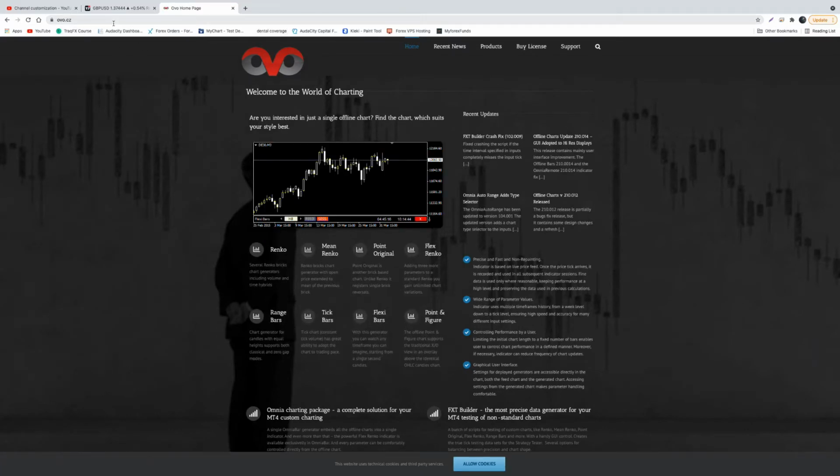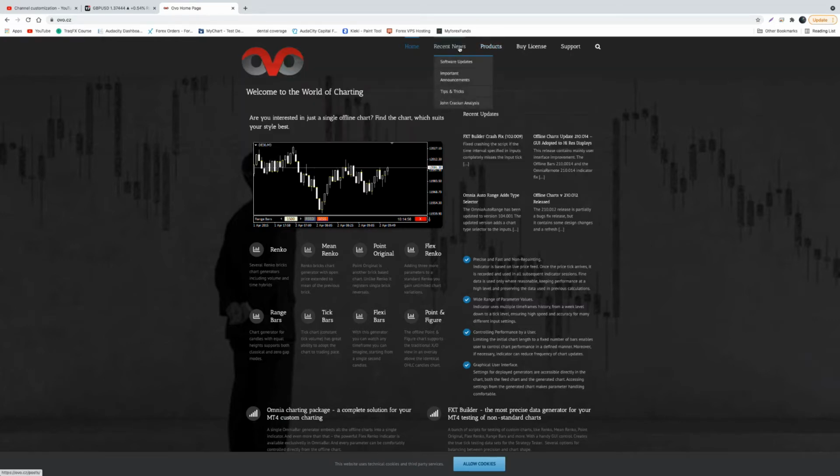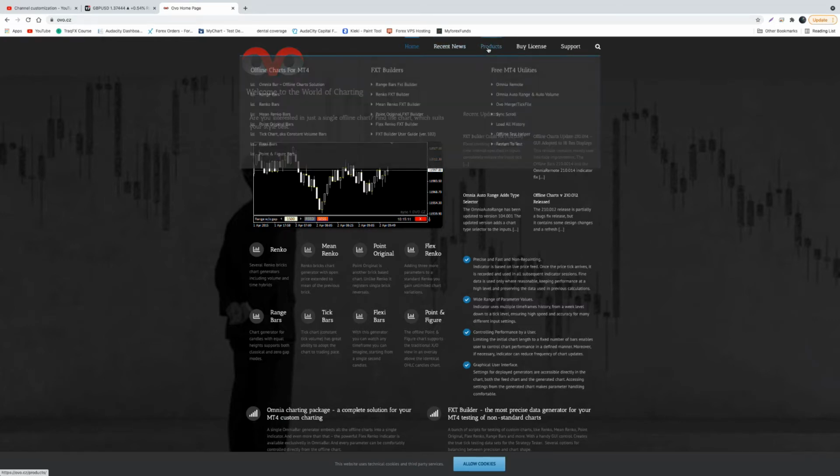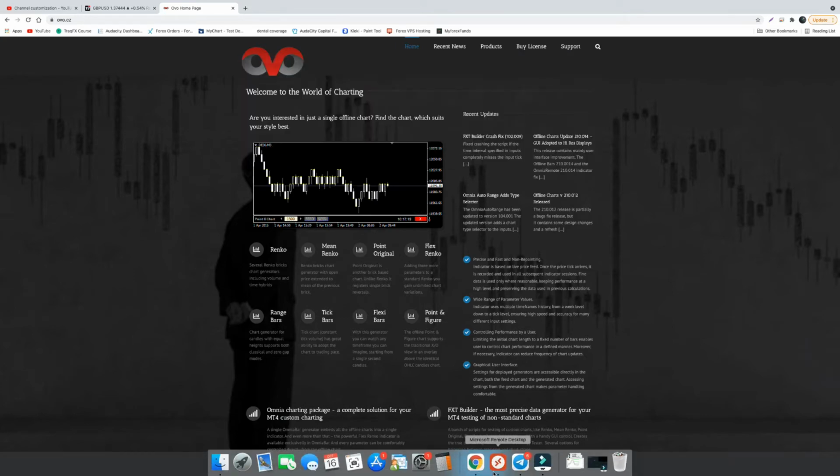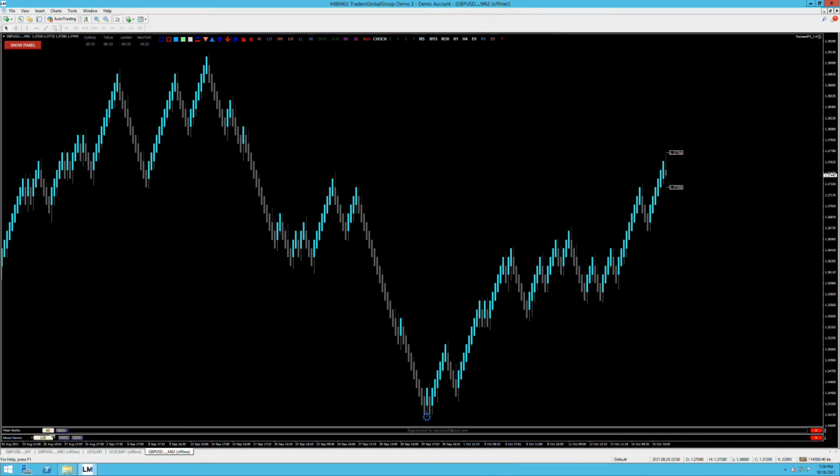OVO.cz is the name of the website where I got these Renkos. They are under products. And then you go here, they have a bunch of different indicators. They got Renko bars, range bars, mean Renkos, things of that nature. But the mean Renkos is what I have here. And also this free utility is the Omni Remote, which is what allows me to go from brick frame to brick frame, which will be this right here.